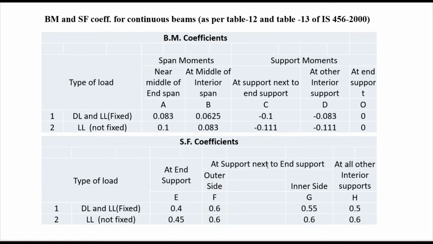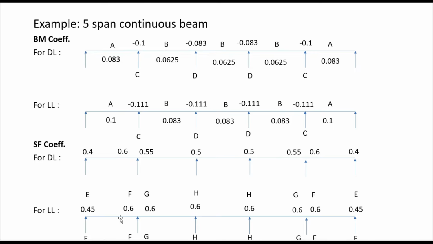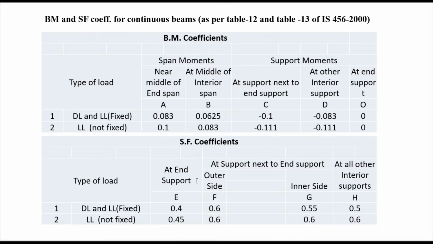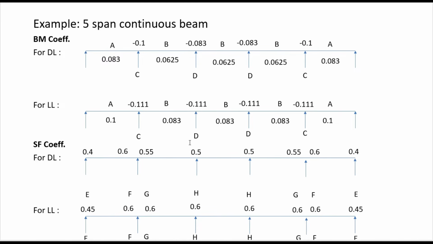At the support next to the end support we will have two values, that is the outer side and the inner side. The outer side value is 0.6 and the inner side value is 0.55. Similarly for this end span we will have the outer side as 0.6 and the inner side as 0.55. And at all other interior supports we have the value as 0.5.